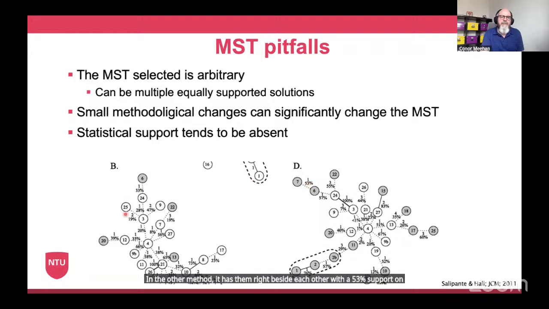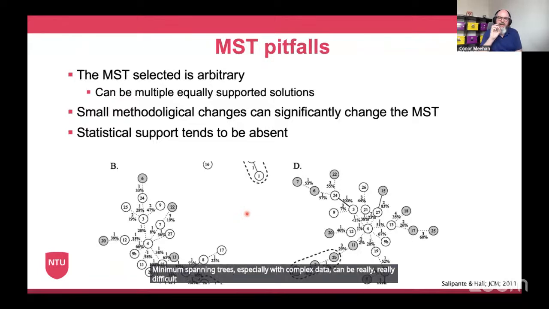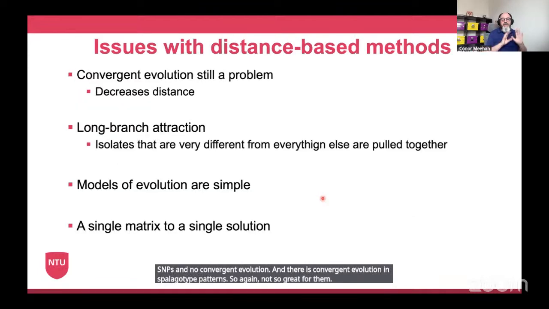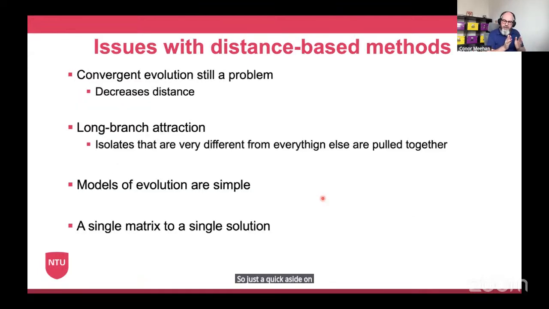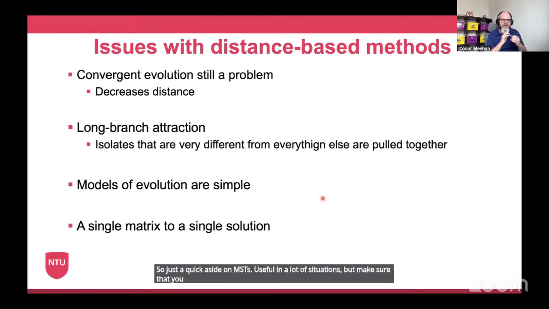So minimum spanning trees, especially with complex data, can be really, really difficult to interpret and can give you misleading results. So it's good to keep them to really, really small transmission clusters where there's very few SNPs and no convergent evolution. And there is convergent evolution in small Spoligotype patterns, so again, not so great for them. So just a quick aside on MSTs. Useful in a lot of situations, but make sure that you're being very aware that it can lead you down the wrong path.